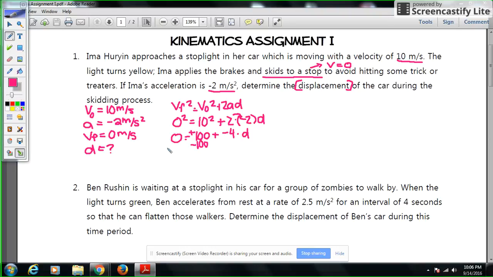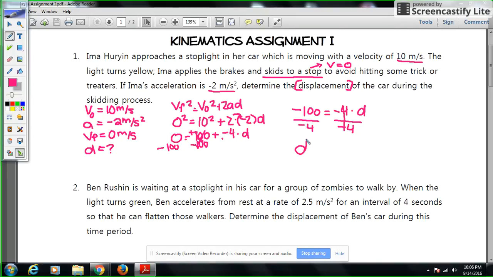So I'm going to subtract 100, and whatever I do on one side, I've got to do on the other side. So that cancels, and now I've got -100 is equal to, and over here we have -4 times the displacement. So if I'm multiplying, the opposite of multiplication is division. So I divide by -4 on both sides.